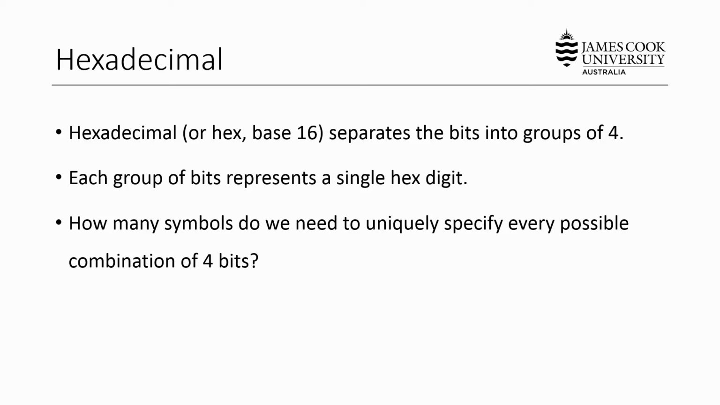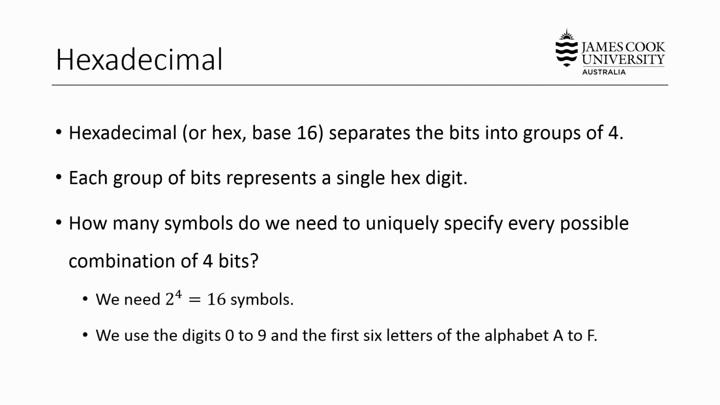So that basically means for binary, we needed 2 symbols, right? We could only represent 0 to 1. For octal, we needed 8 digits because we could only represent 0 to 7. So for a base 16 system, how many symbols do we need? Any idea? It's 16, because we're counting the values from 0 to 15. So we need 2 to the power of 4, or 16 symbols.